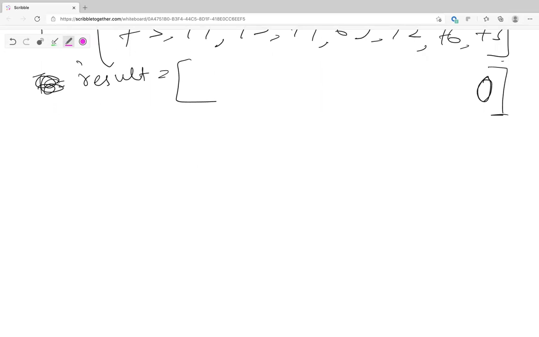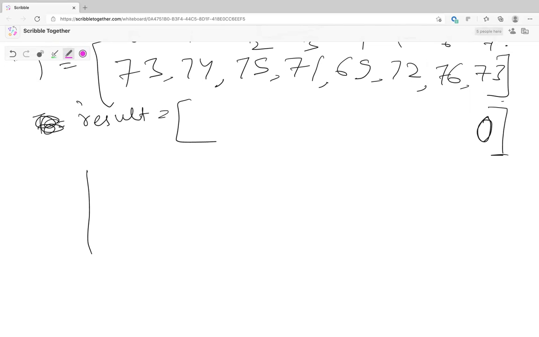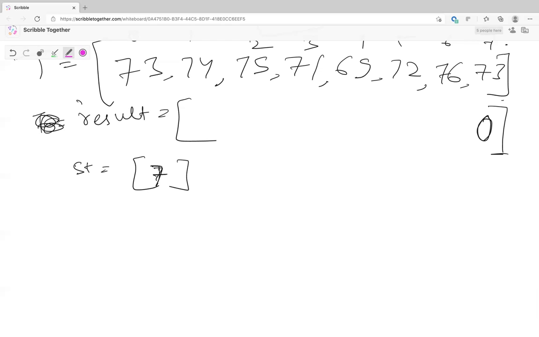Now let's say this is 7, 73. Initially your stack will be 7. Your I equal to 7. You look into the stack, it is empty. Since it is empty, there is no number that is less. There is no warmer day. You append 0.